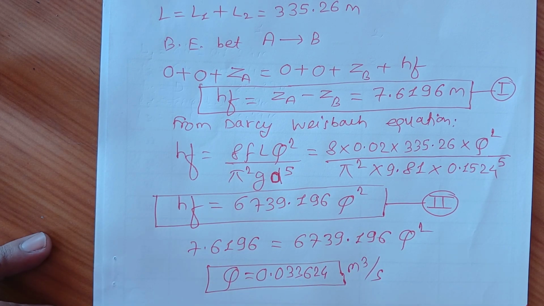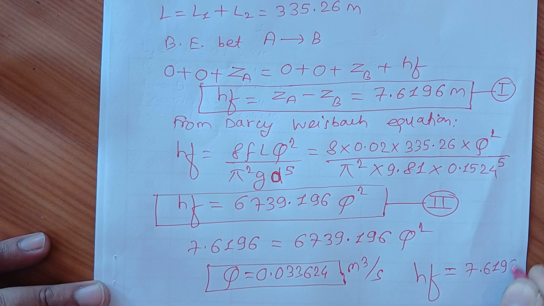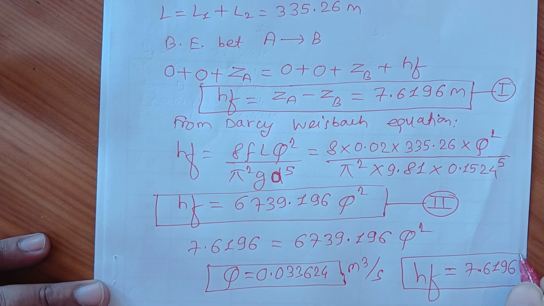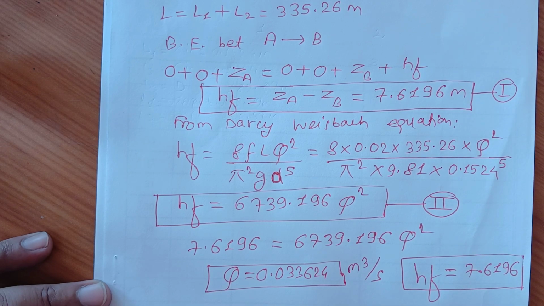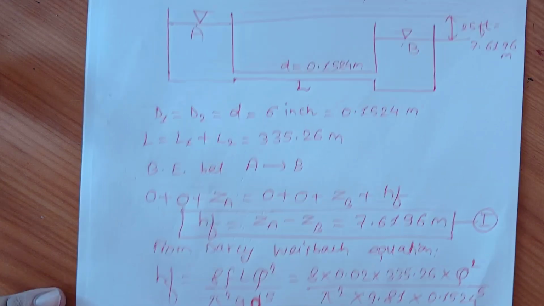I found out the discharge and head loss in the first case. I am going to write the head loss also, that is 7.6196 meter. In two reservoirs connected by a single pipeline, the head loss is equal to the elevation difference. You know it. Because the pressure head and velocity head are 0 in the reservoir, we can say the head loss is the elevation difference. I hope you understand.